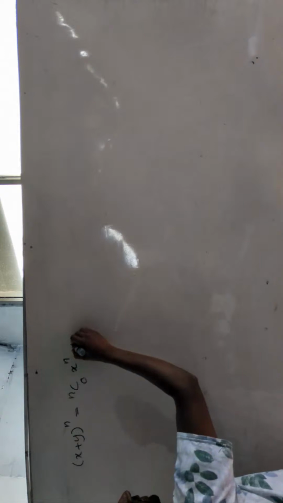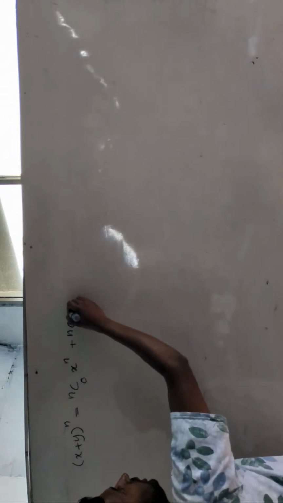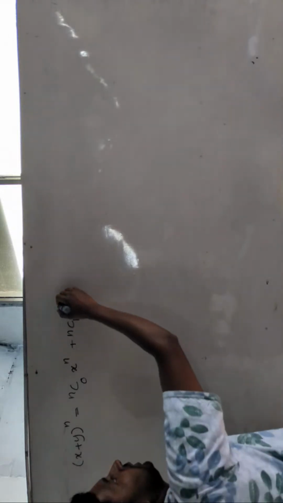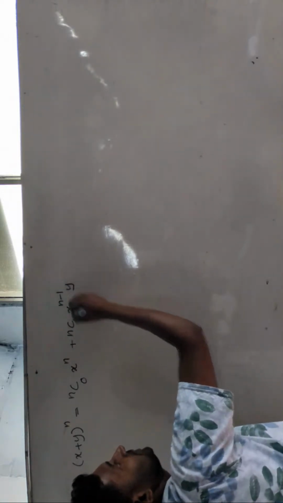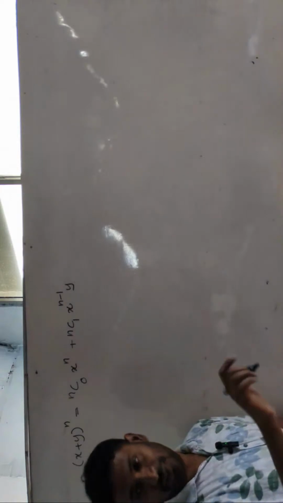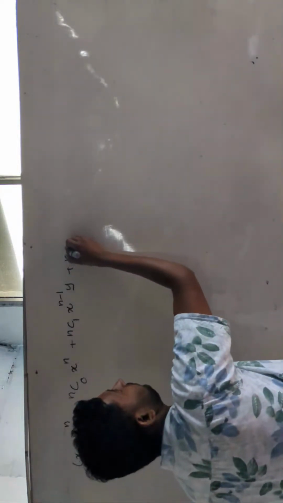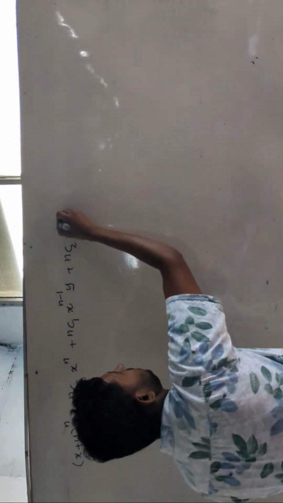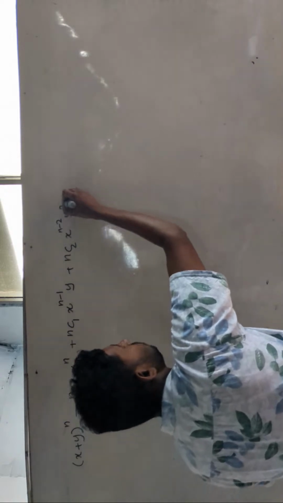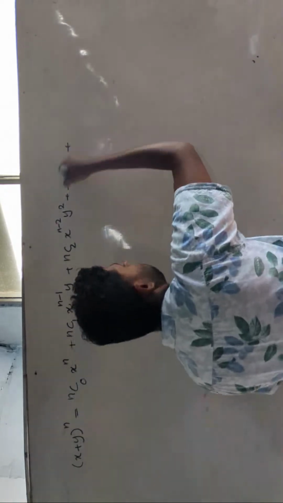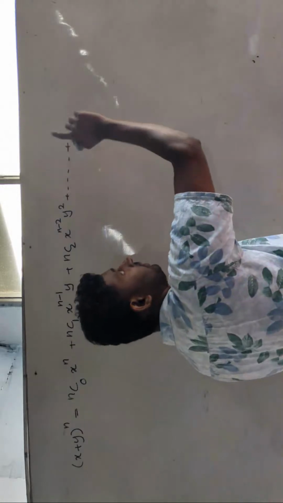Next, in nC1, what is the power of x? n minus 1. What is the power of y? Just 1, that means just y. In nC2, x to the n minus 2, then put y squared. Then I'm going to write down some dots, then the general term.